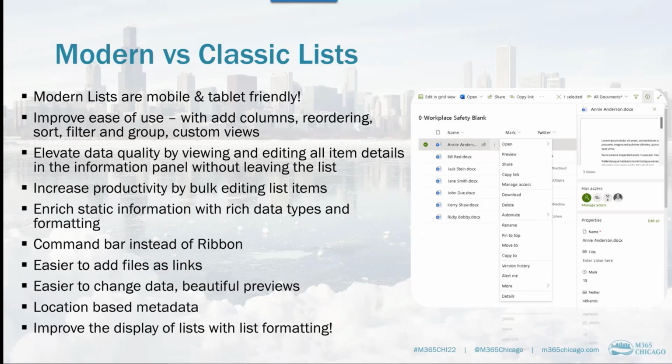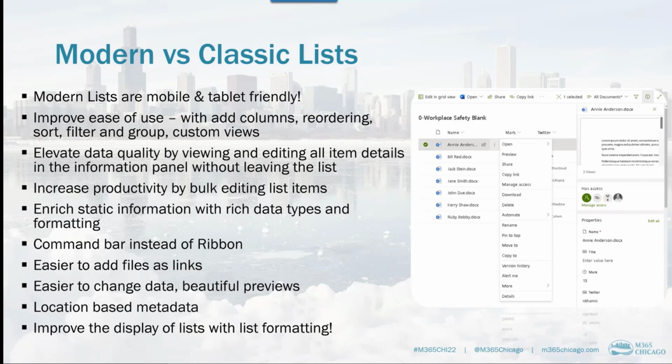You now have a command bar instead of a ribbon. It's easier to add files as links. You get beautiful previews. You get new fields such as location-based metadata and a lot more, right? And what we're really here to talk about is how we can use modern formatting capabilities of libraries and lists to give those great experiences.